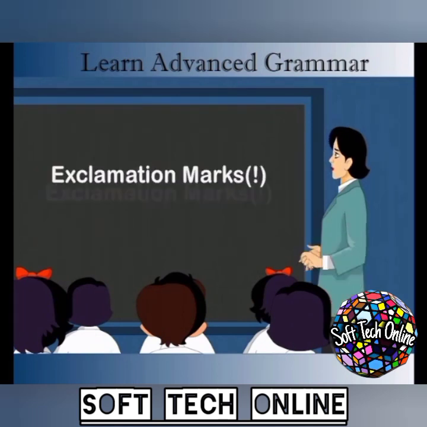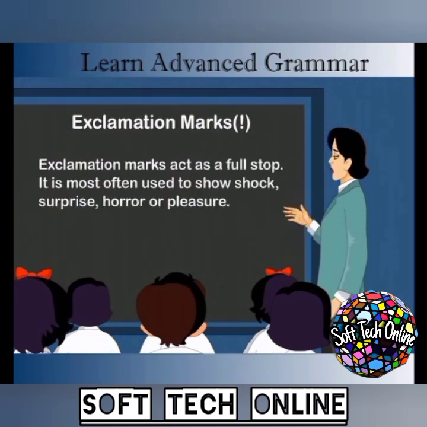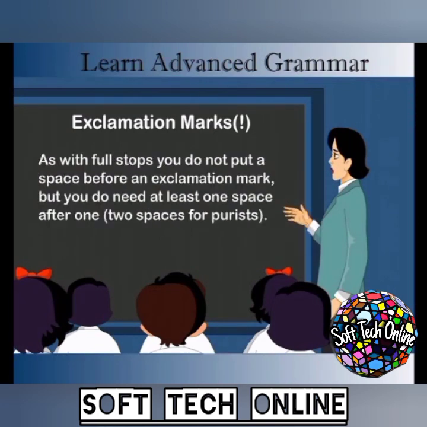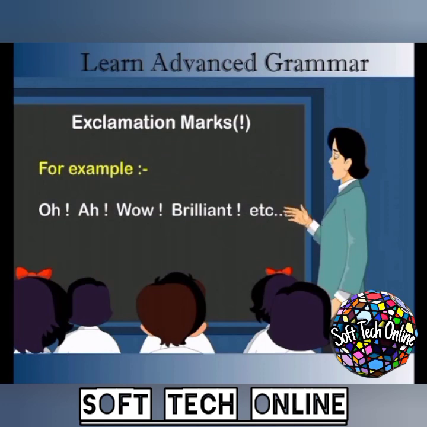Exclamation marks. Exclamation marks act as a full stop. It is most often used to show shock, surprise, horror, or pleasure. As with full stops, you do not put a space before an exclamation mark, but you do need at least one space after one. Two spaces for purists. For example, oh, ah, wow, brilliant, etc.